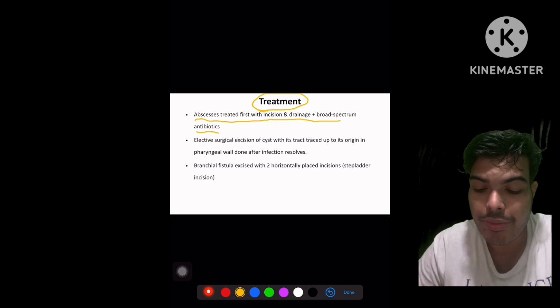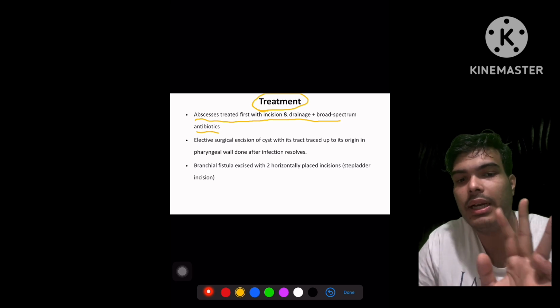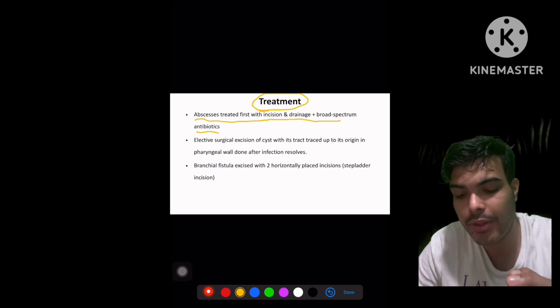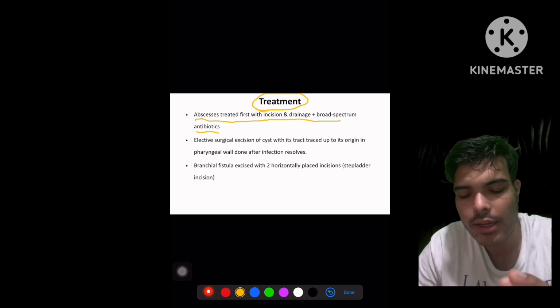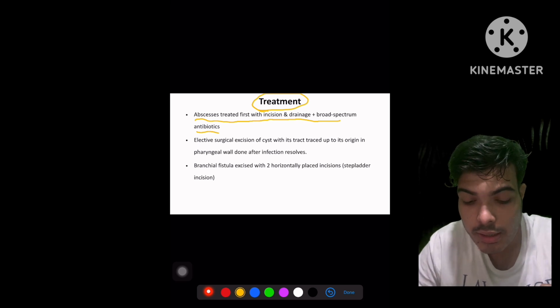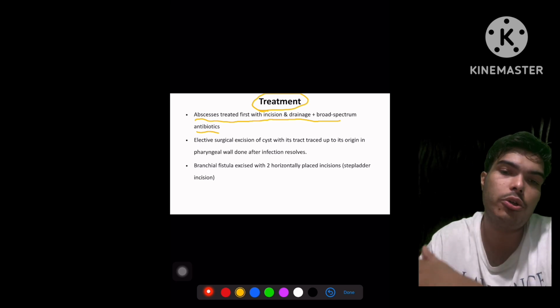So usually this branchial cleft and branchial fistula, it's very difficult to understand. Just understand that you have three terms: sinus, fistula, and cyst. Okay. Whenever you talk about a cleft, it's an ectodermal component. Pouch, it's an endodermal component.